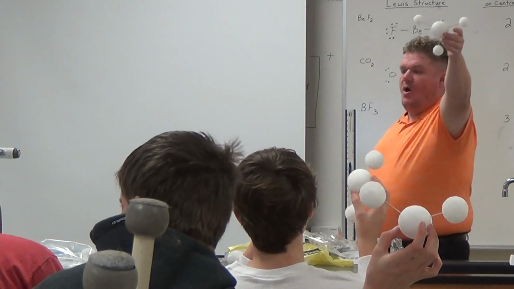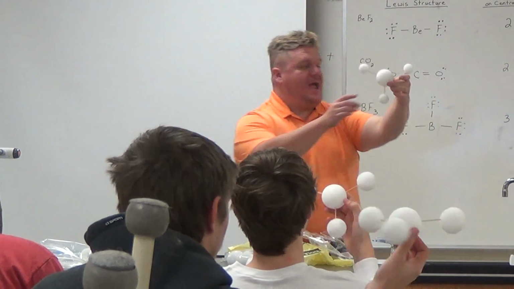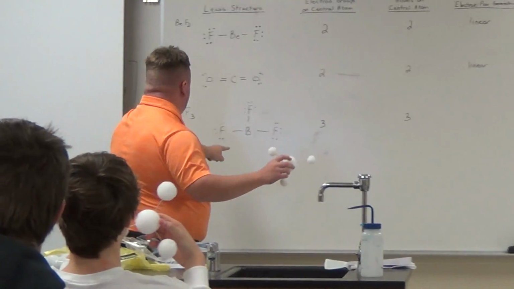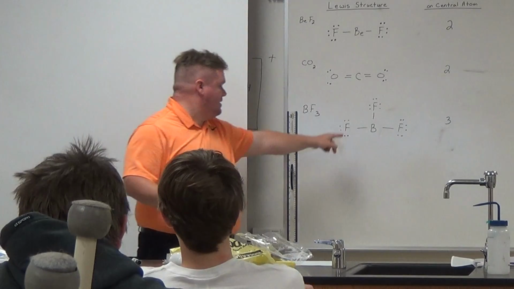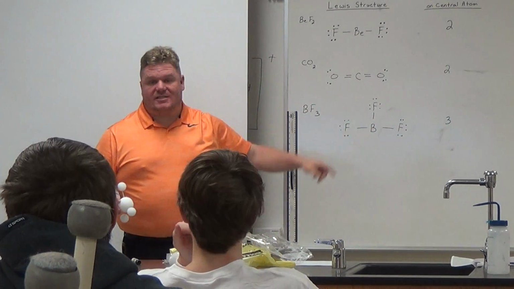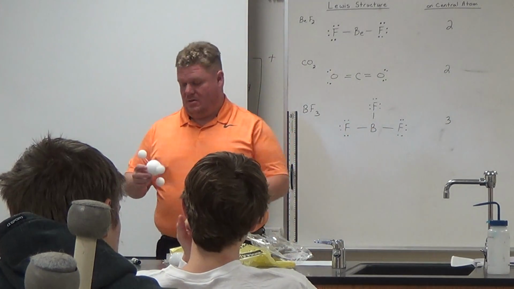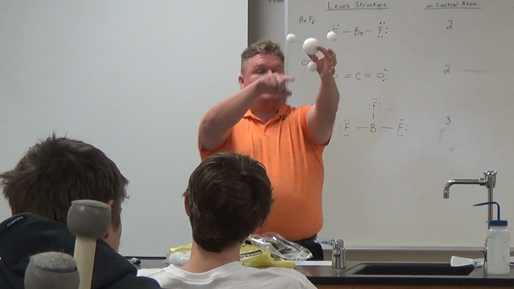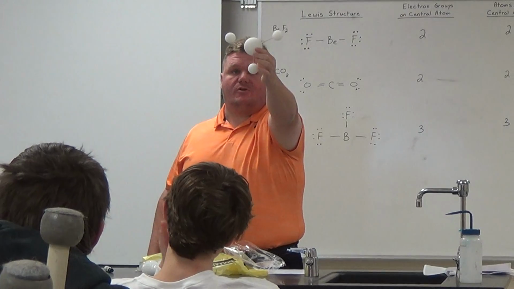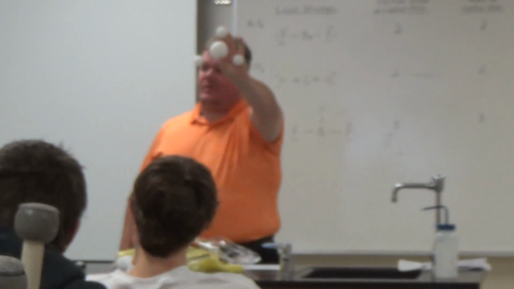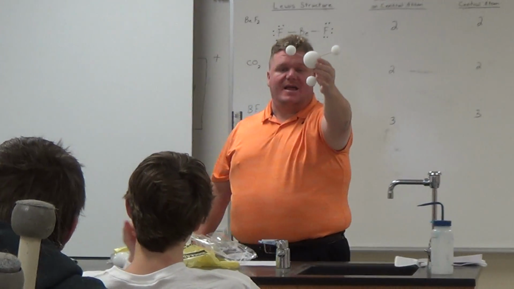Okay, so notice, even though you may have drawn the Lewis structure like I did here on the board, a lot of you probably drew it something similar to this, kind of a T shape. That doesn't mean that's the actual shape of the molecule. This puts those electron groups farther apart, doesn't it? Remember, the reason that happens is it minimizes the repulsion.